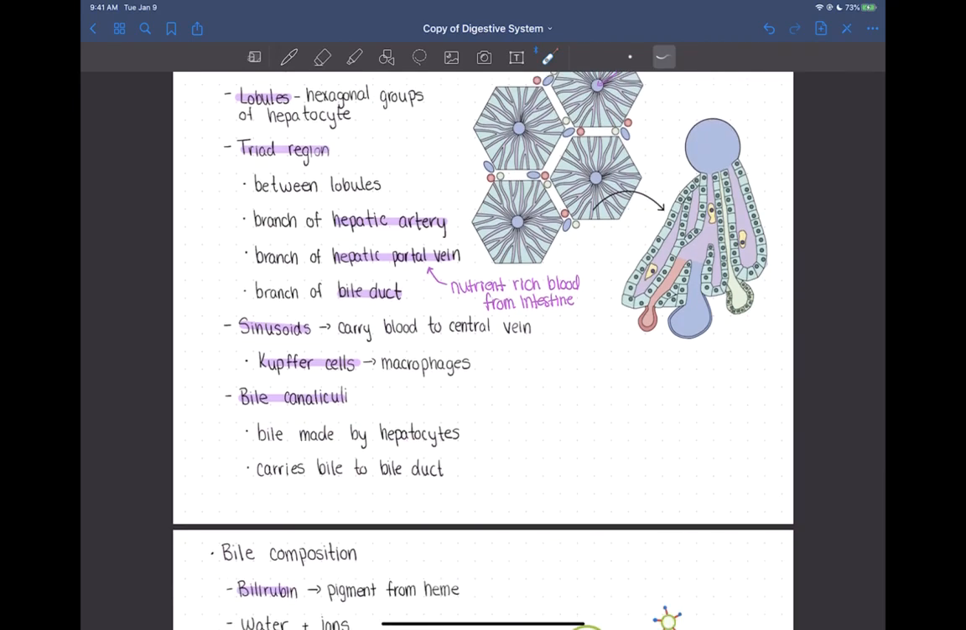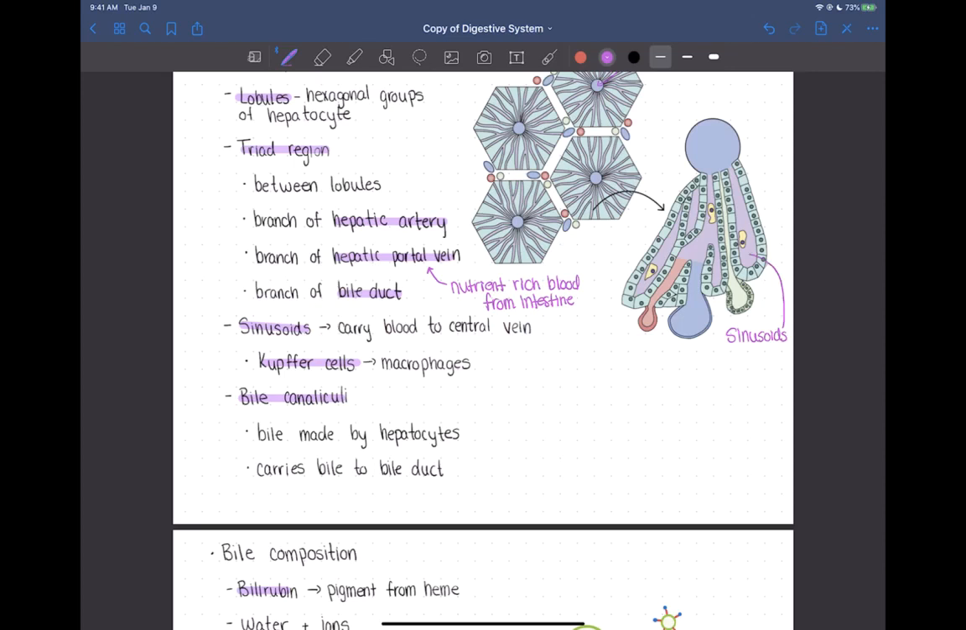Okay, so if we zoom in on one little segment of the liver, that's what we're looking at here. We're zoomed in so we can see the cells, and here's our artery, here's our portal vein, and here's our bile duct. And then all these teal cells are going to be our hepatocytes. And between them, these purple areas are going to be called sinusoids.